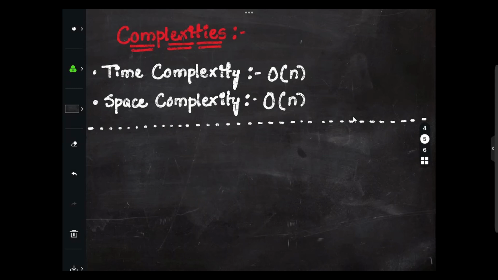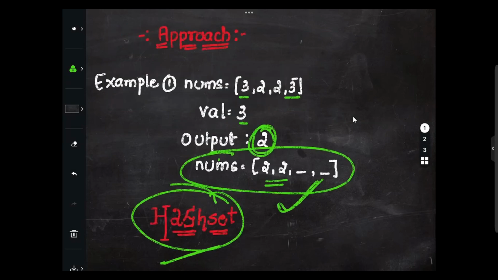Why? Because we are storing all the valid elements in the hash set. I have said this multiple times initially, that we will be making use of the hash set, and we are storing all the valid elements in the hash set. So the space complexity would be big O of n as well. So the time complexity and the space complexity for the code that we will be writing will be big O of n, right? So now we are completely familiar with the approach as well as the complexities.